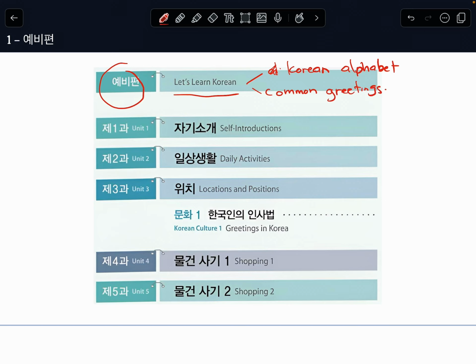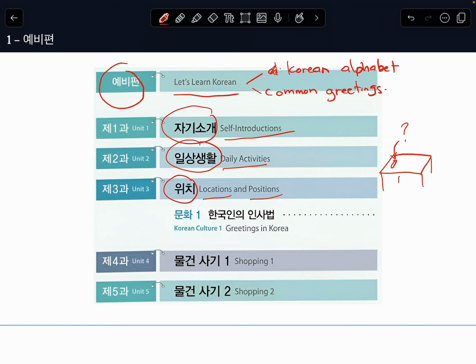And then we will learn about 자기소개, which is self-introduction. So you need to know how to introduce yourself in Korean. And then we will learn about 일상생활, which is about daily activities, what Koreans usually say when they are doing their daily activities. And we will learn about 위치. 위치 is location and position. So for example, if there is a table and you put a pen here, how do we describe this?